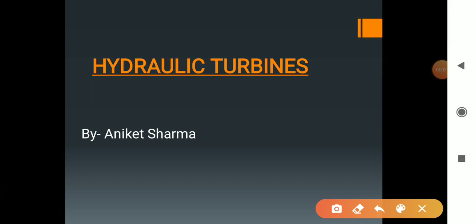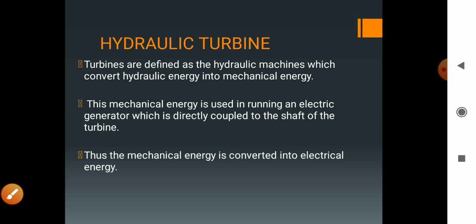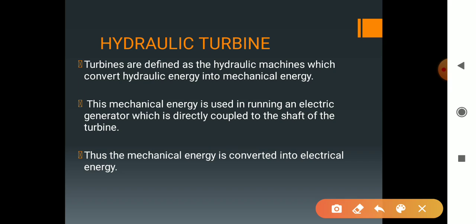Let's start with the topic hydraulic turbine here. Turbines are basically hydraulic machines which convert the hydraulic energy into mechanical energy, and this mechanical energy is further used in running the electricity generator, which is coupled to the shaft of the turbine. So we can say that in a power plant we can use this mechanical energy for the generation of electricity.